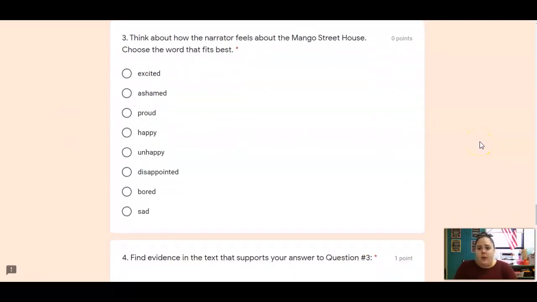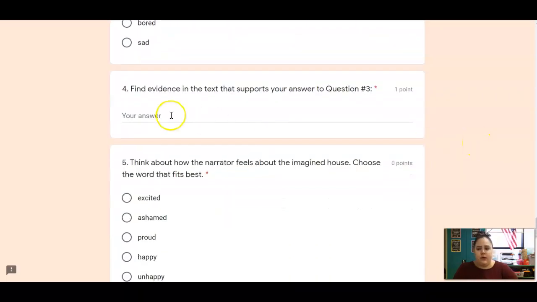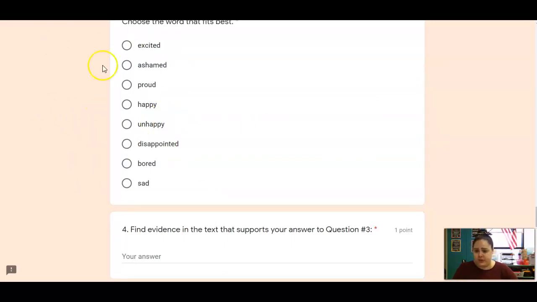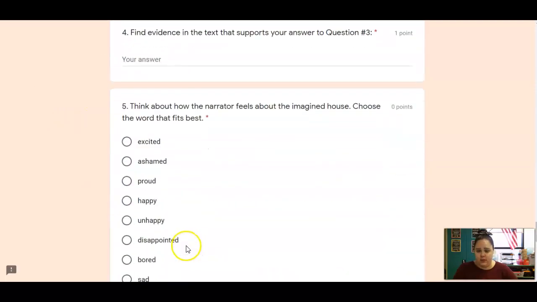Number 3, think about how the narrator feels about the Mango Street house and choose the word that best fits. So go back and reread that description about the Mango Street house. How do you think she feels about it? And then you're going to find some evidence that supports whatever you chose here. So if you think she feels proud, give me evidence that shows that she feels that way.